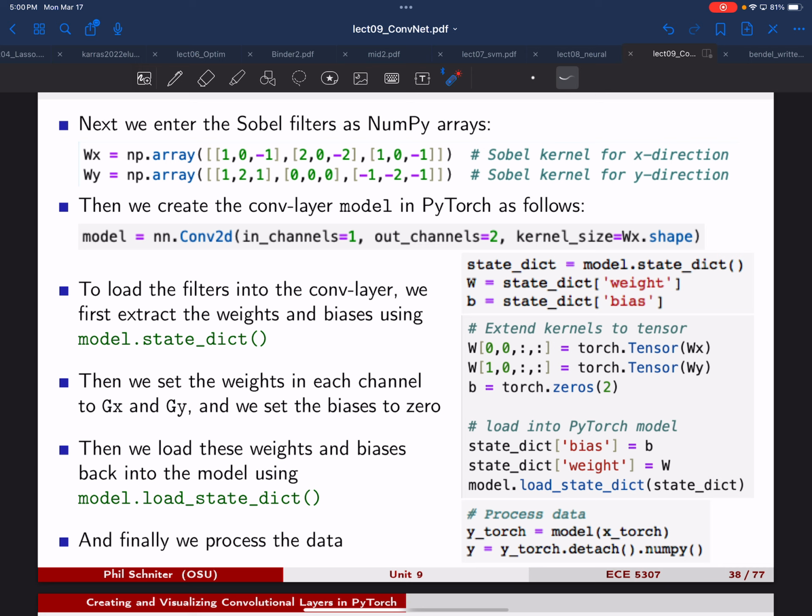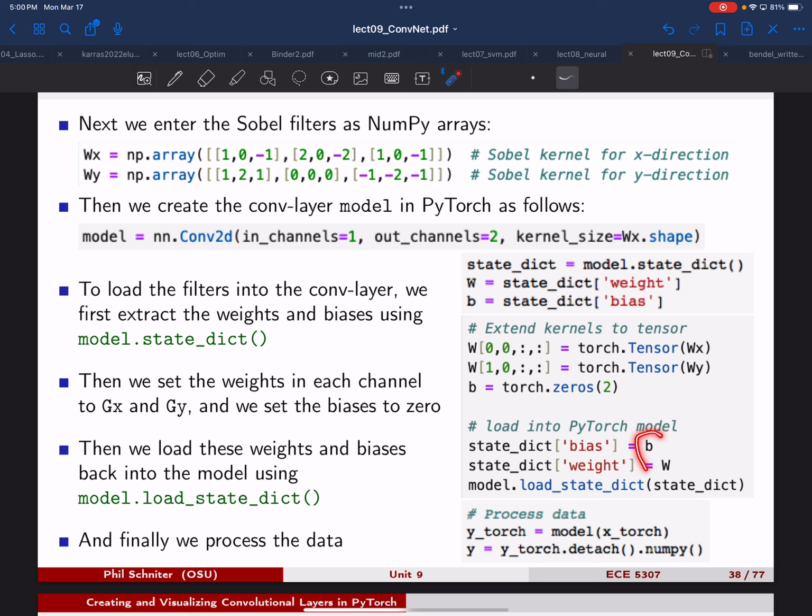If you remember the way that this tensor is organized, it's the number of output channels, then number of input channels. There's only one input channel, so both of these have zeros. And this is either the first or the second output channel. And then the rest of the terms are from WX for the first one or WY for the second. We don't need any bias coefficients, so we're going to set those to zeros.